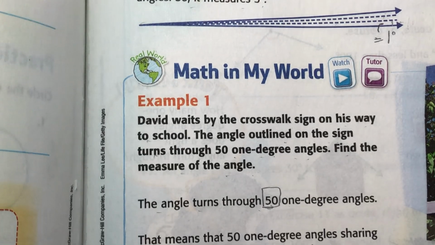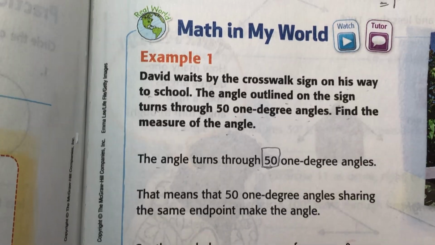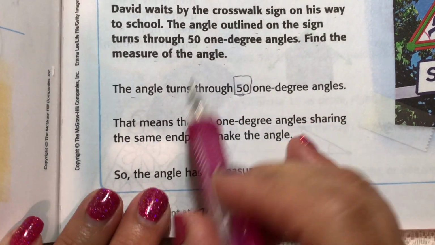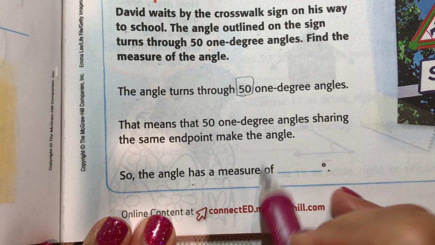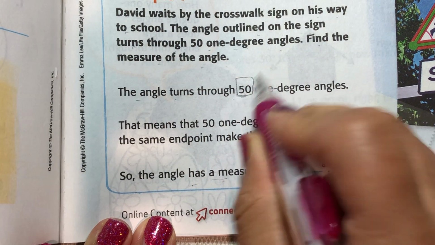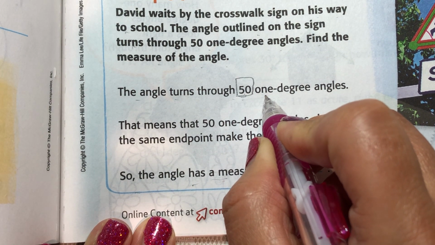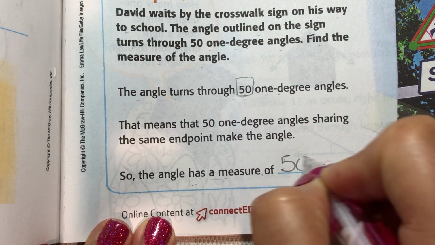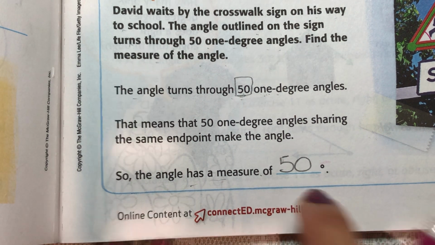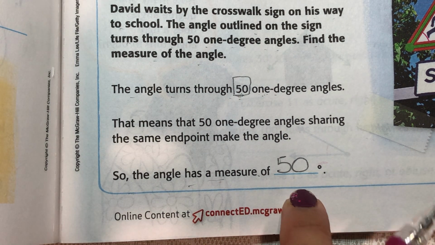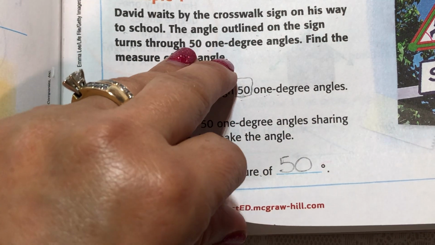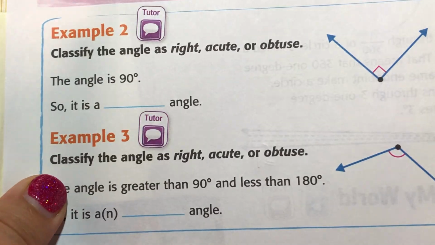So the angle has a measure of, so you put those 50 1 degrees, okay? So it's like 1 degree, 1 degree, 1 degree, 50 times. 50 degrees, okay? Write that down. Okay. Let's go on to the next page.